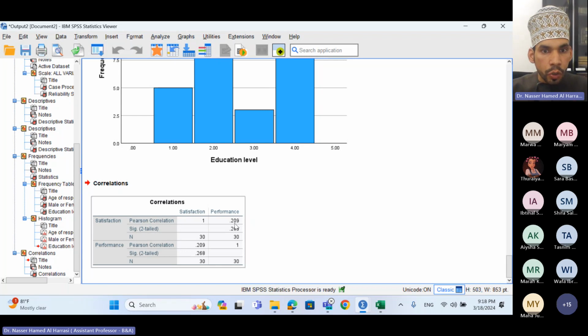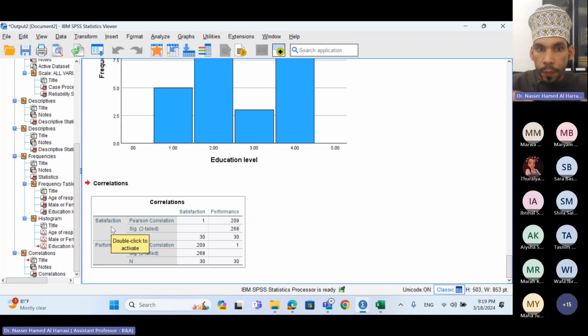Now the value here is 0.2. That means there is a positive relationship between performance and satisfaction. As for the nature of the relationship, if it is only 0.2, we cannot say it is moderate. It is not a strong relationship. It is a weak relationship between performance and employee satisfaction.